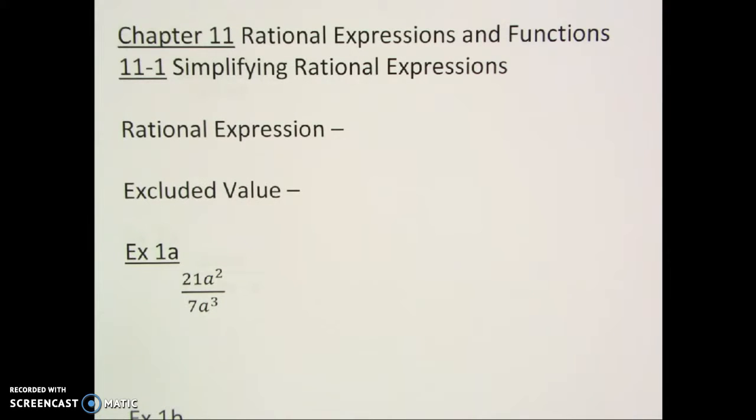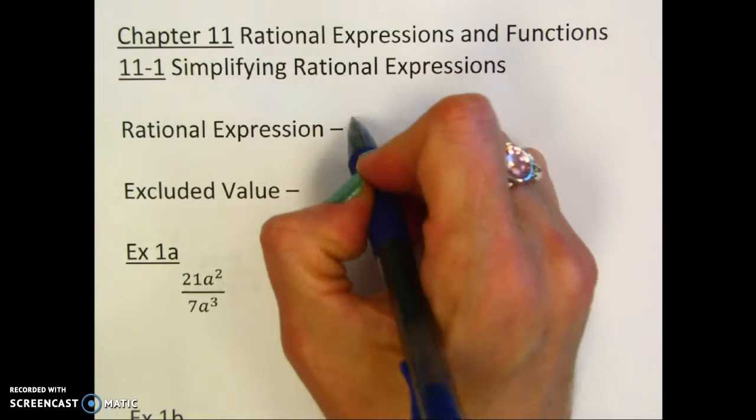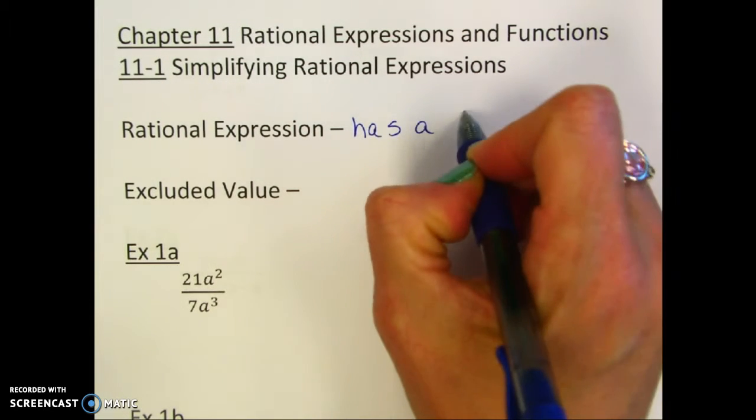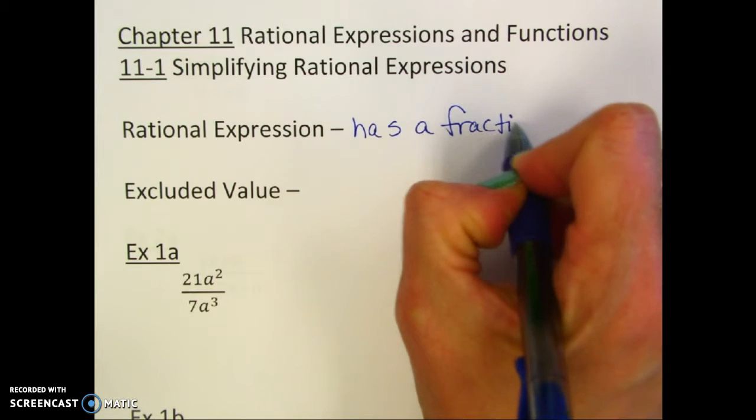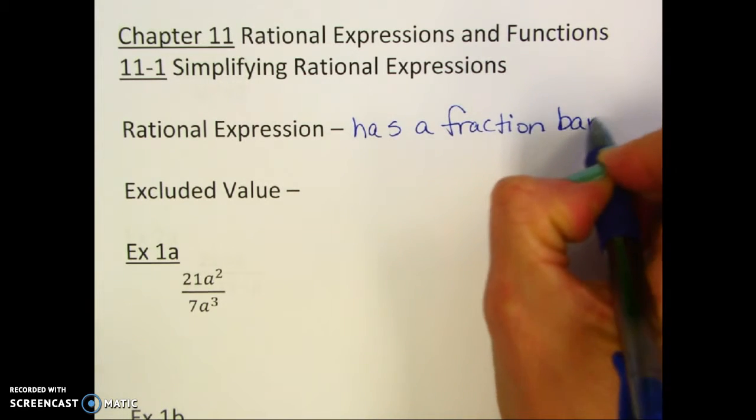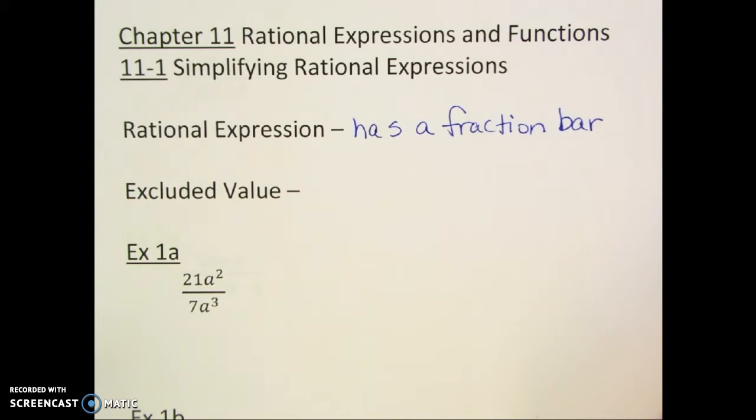Okay, simplifying rational expressions. We're going to look at simplifying rational expressions in this section, then we're going to look at multiplying and dividing them in the next section. A rational expression is simply an expression that has a fraction bar. Usually a more complicated fraction than like 1/2. Usually it's more complicated like this.